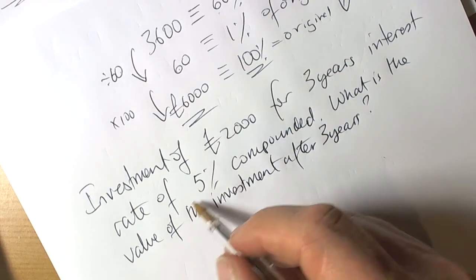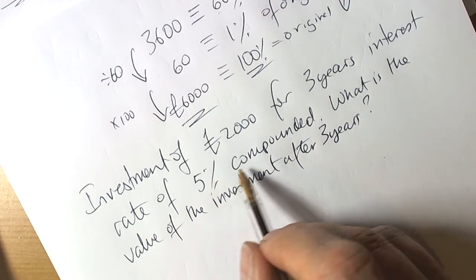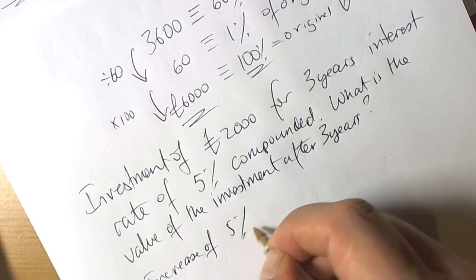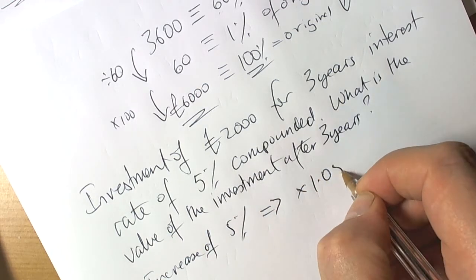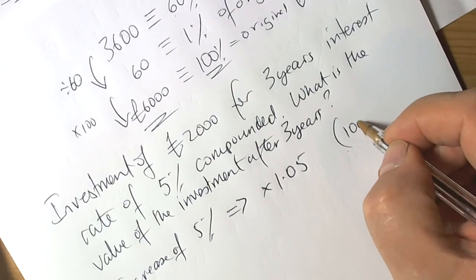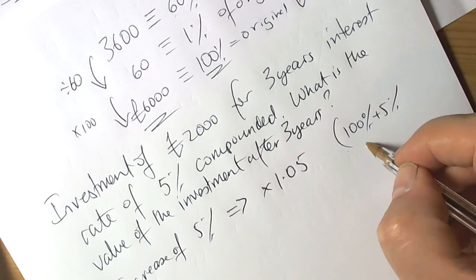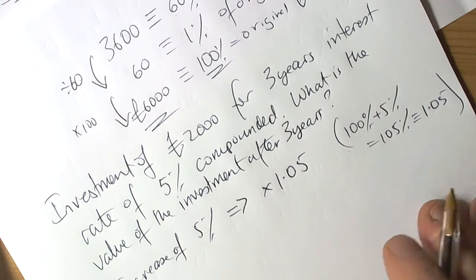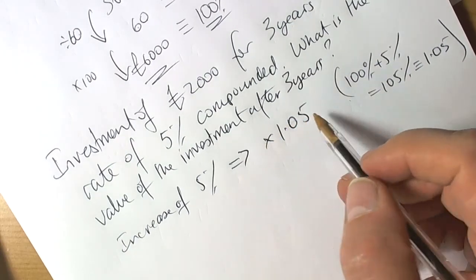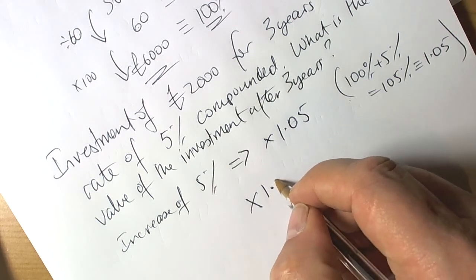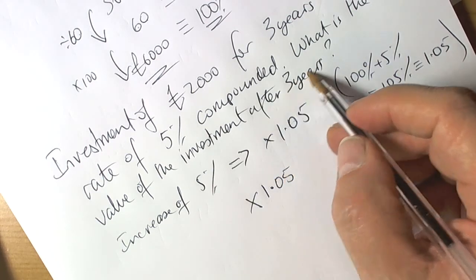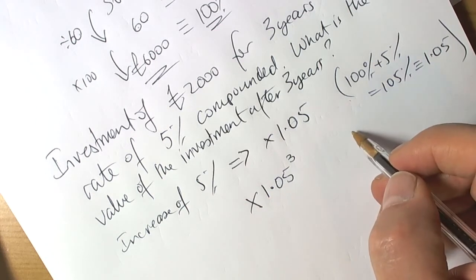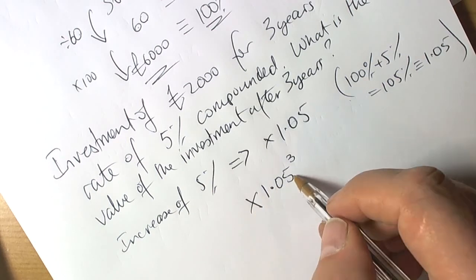So basically each year the value is increasing 5% more than what it was before. So an increase of 5% means I multiply by 1.05. 100% plus the 5% increase is 105%, but as a decimal that is equivalent to 1.05 as the multiplier. But that's happening each year, so every year everything's increasing by 5%. I'm doing it for 3 years, so I just times by 1.05, times by 1.05, times by 1.05, 3 times. Well, that's the same as doing times by 1.05 cubed.